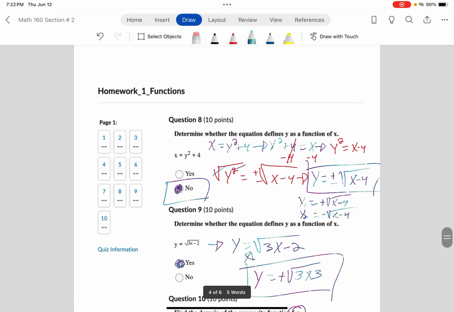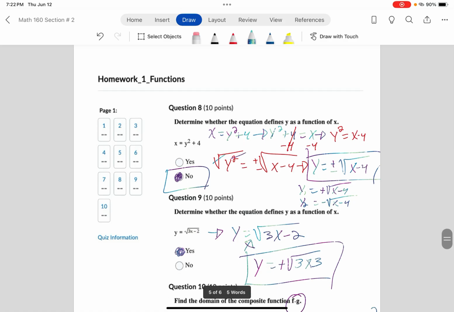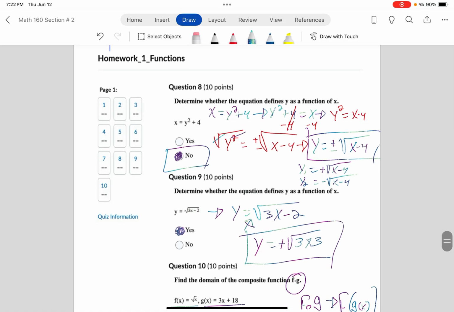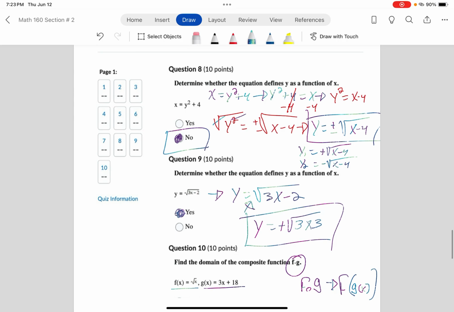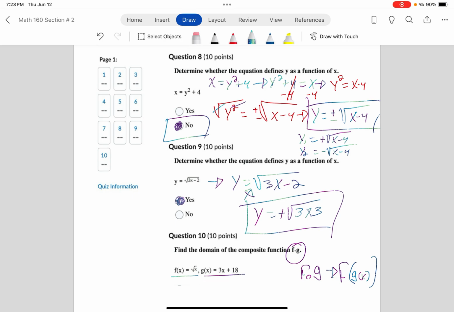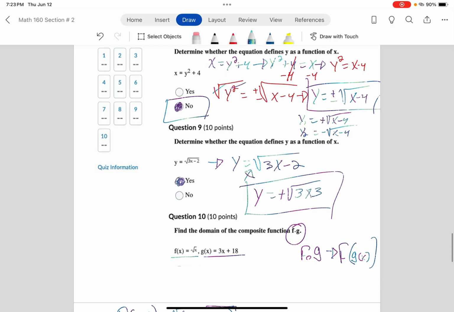Then determine whether the equation defines y as a function of x. Same, but here you need first to solve for y, because y is not solved here. So since you solve for y, you see you got one positive answer and one negative answer. That means there are two answers. Since you have two answers, it is not a function of x.